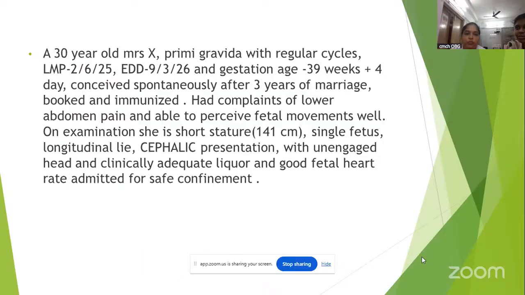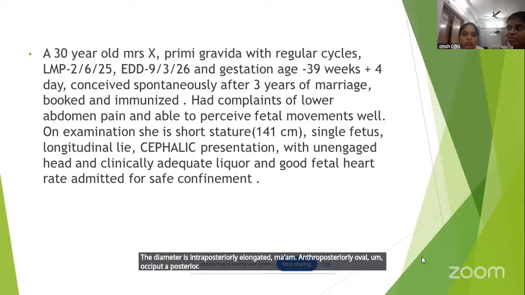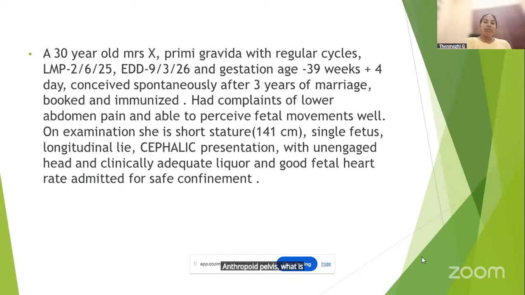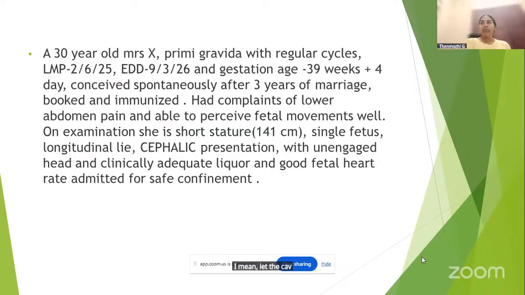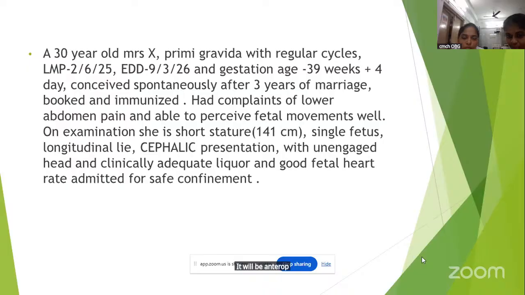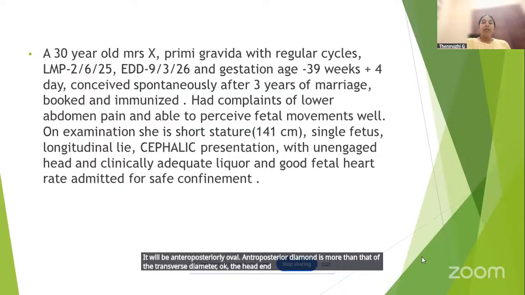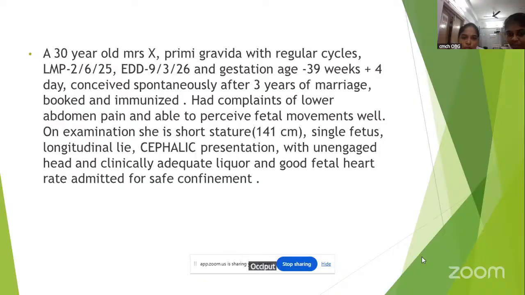So what is the mechanism of labor in anthropoid pelvis? The diameter is anteroposteriorly elongated, ma'am. What are the pelvic diameters in the anthropoid pelvis? Anteroposteriorly oval at the inlet, the cavity and the outlet. The anteroposterior diameter is more than the transverse diameter. The head engages either in the anteroposterior diameter, in occipito-anterior or in occipito-posterior positions.